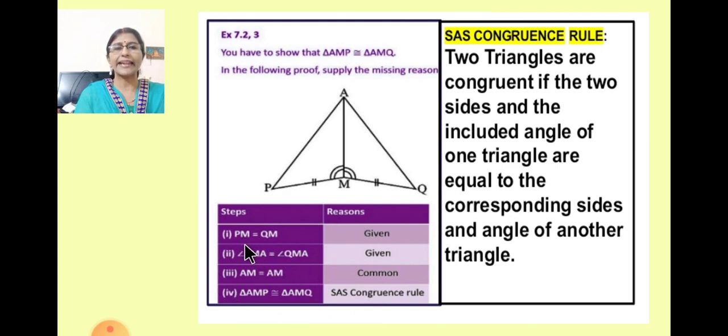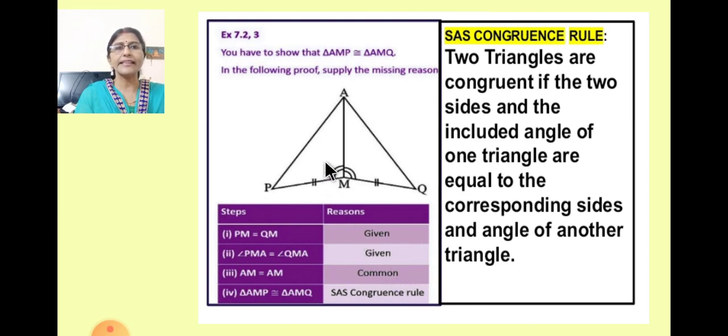So first let us write what is given in the figure. First is PM, you can see here PM is equal to QM. You can see it is marked, these two sides are equal. So PM is equal to QM and reason is given. And then as it is given, we'll write given here. The next is angle PMA. Angle PMA is equal to angle QMA. This is also given in the question. So here the reason is given.